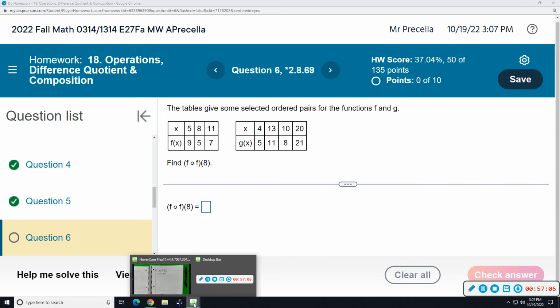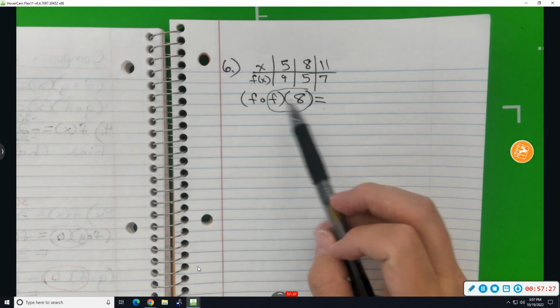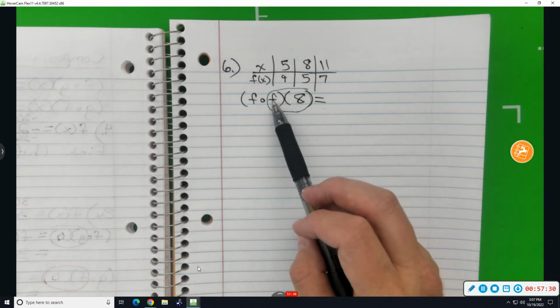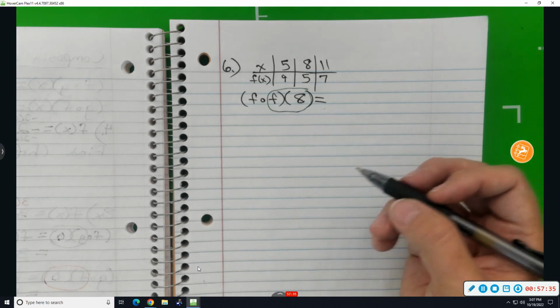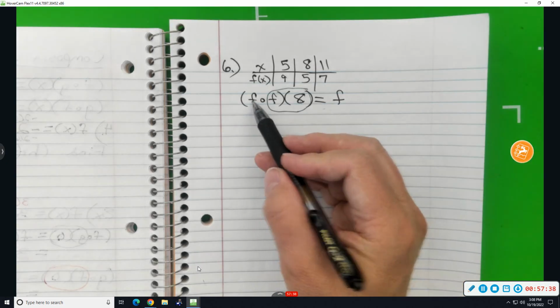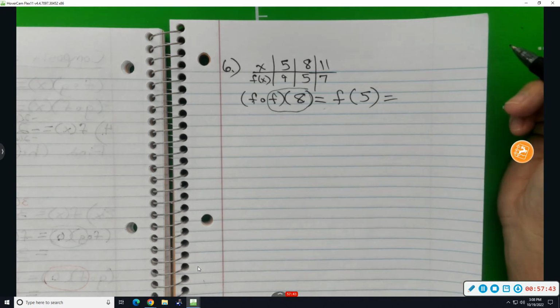So I start with my inner function, f being evaluated at 8. What's f of 8? Oh, I didn't switch, did I? I clicked on it, but it didn't. There it is. My inner function, f, is being evaluated at 8. What's f of 8? 5. So we still have that outside f. f of 8 is 5.